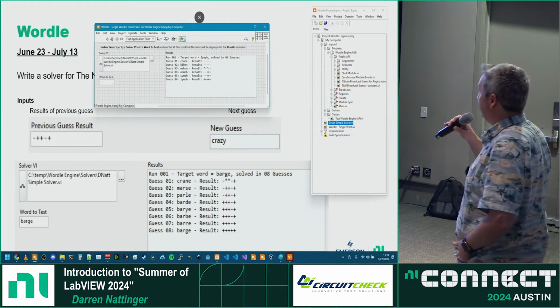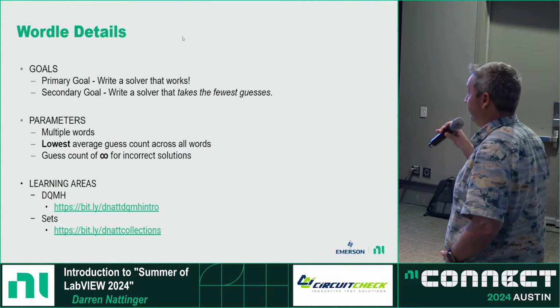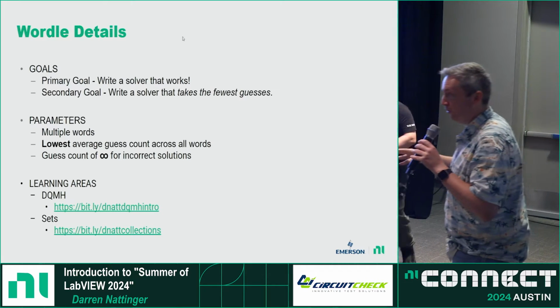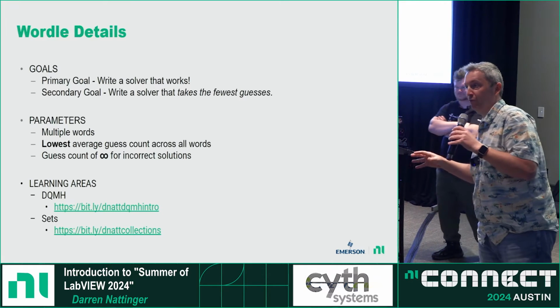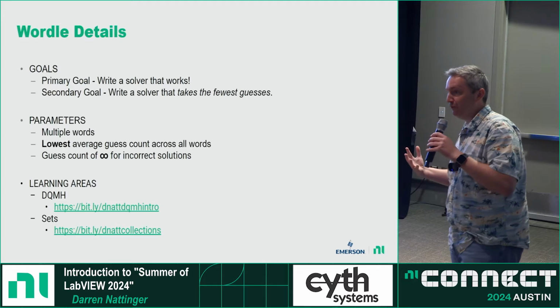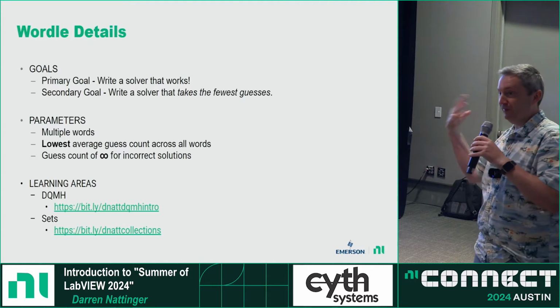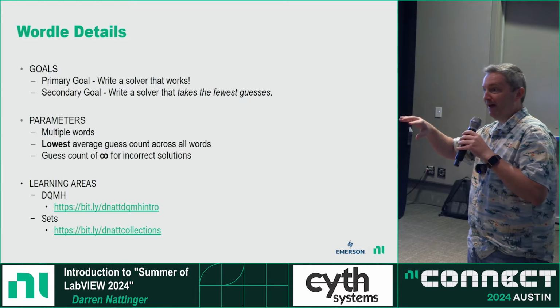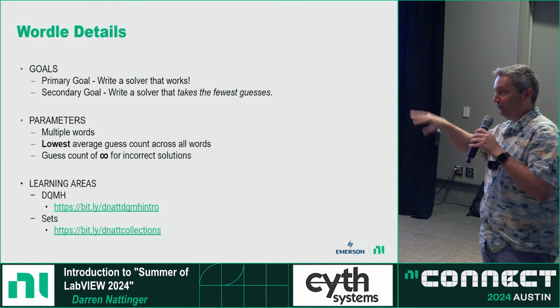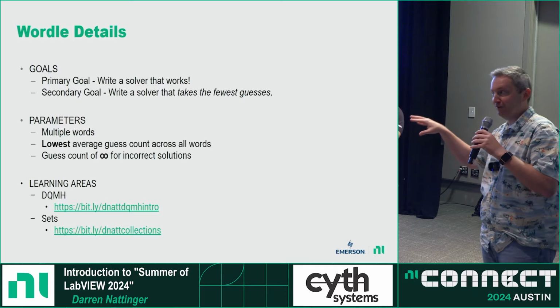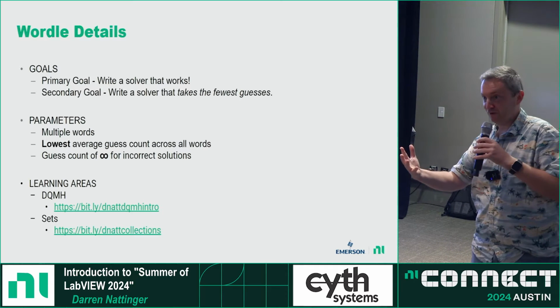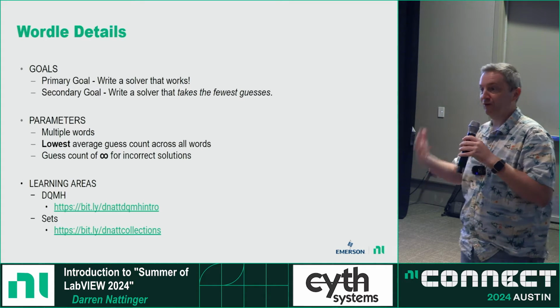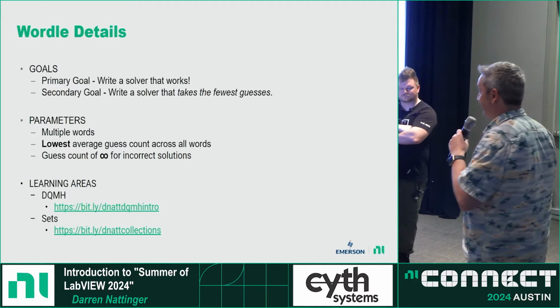All right, so if we head back to the slides. Again, your goal is to write a solver that actually works. If you're not careful, the way this whole thing is written, you might have a bug in your solver where you get back what the previous guess was, and your solver doesn't know how to make a guess. So you want to make sure to write a solver that works, and once you do, write the solver that takes the fewest guesses, like Derrick just said.